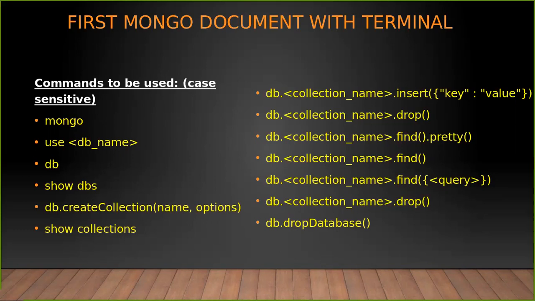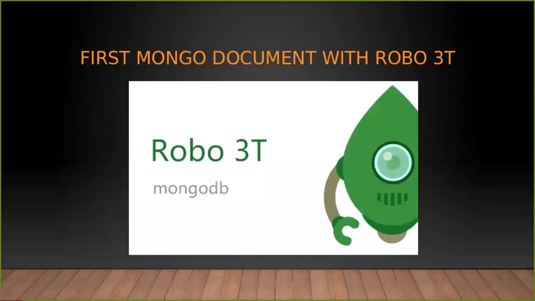Then after, we have several commands, like how to insert a new document into the collection, how to drop the collection, and how to see the documents from the command. Like that, we have several commands, so we will be seeing them practically now. After that, we will be using the MongoDB Robo 3D UI in order to create the same database, collection and document.